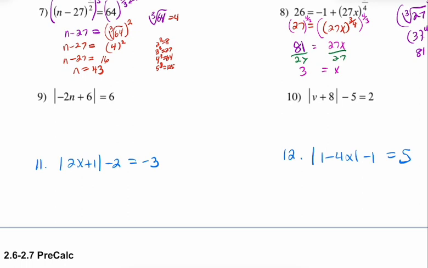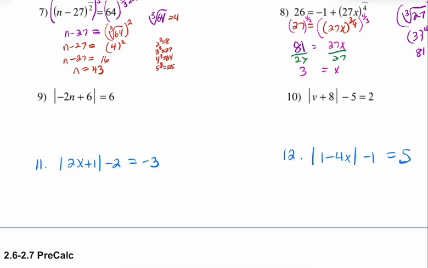Okay, so there's going to be 4 of them. So remember, you're going to get the absolute value by itself. Let me write that last one so it looks a little nice. So that says the absolute value of 1 minus 4x, take away 1 equals 5. Okay, so you're going to get the absolute value by itself.